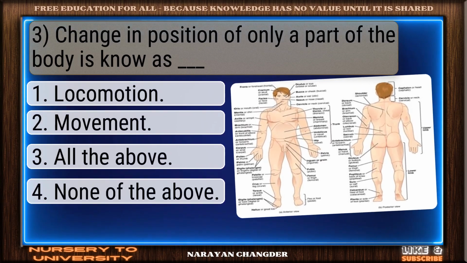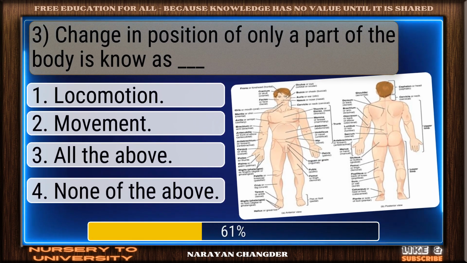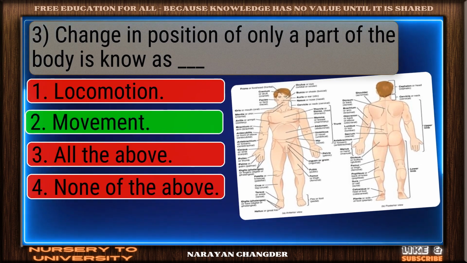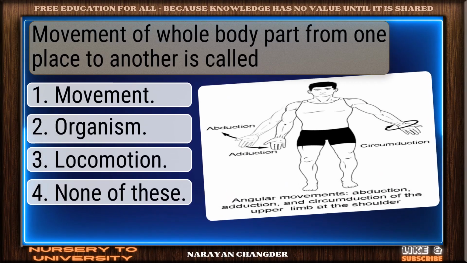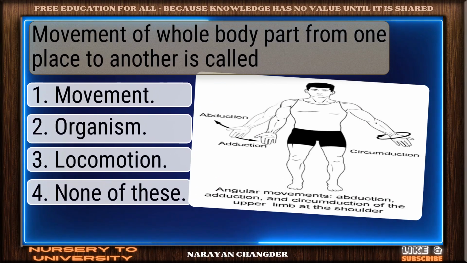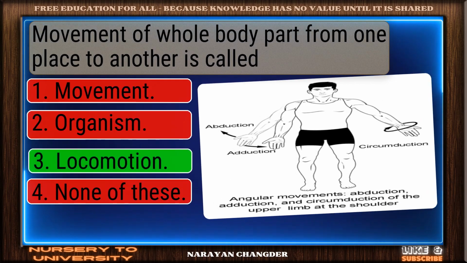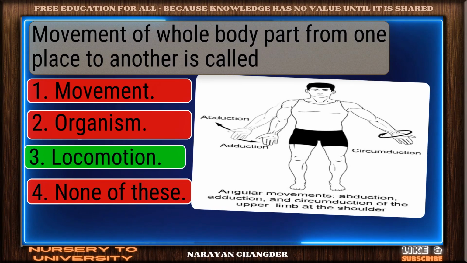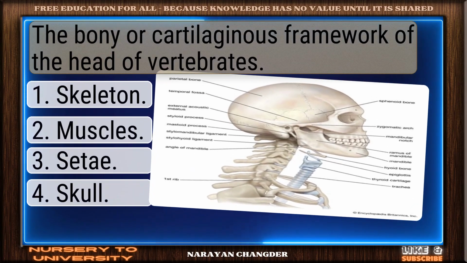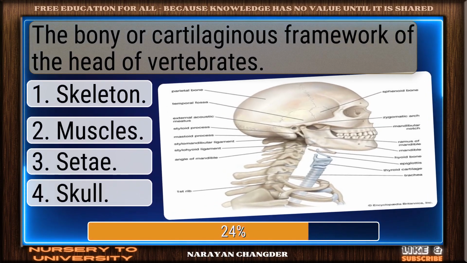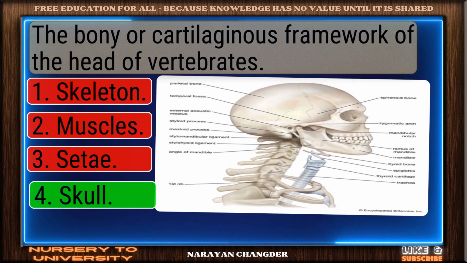The change in position of only a part of the body is known as dash. Well done. Movement is the right choice. Movement of the whole body from one place to another is called. Smart move. Locomotion is an accurate answer. The bony or cartilaginous framework of the head of vertebrates. Valid point. Skull is true.